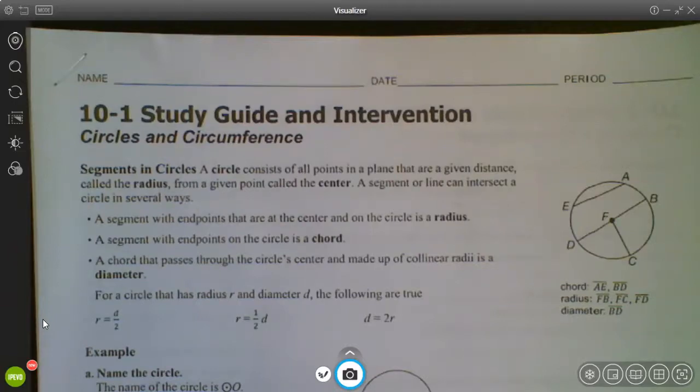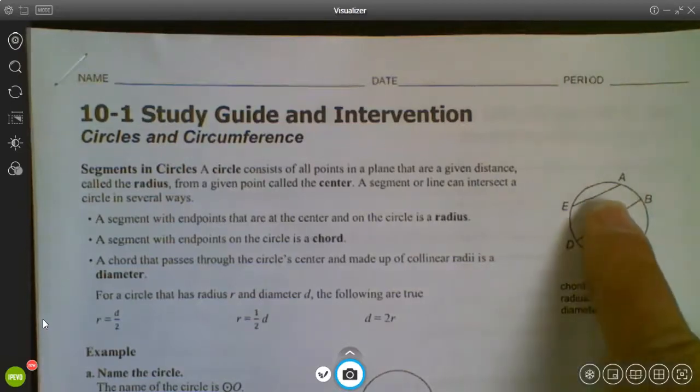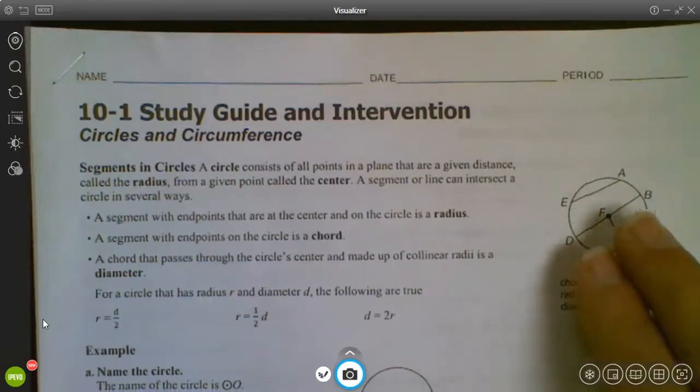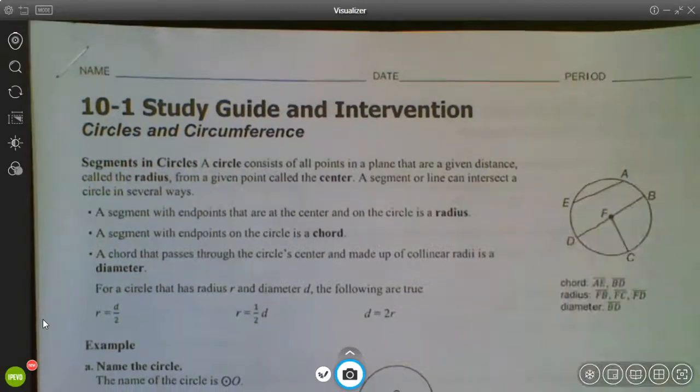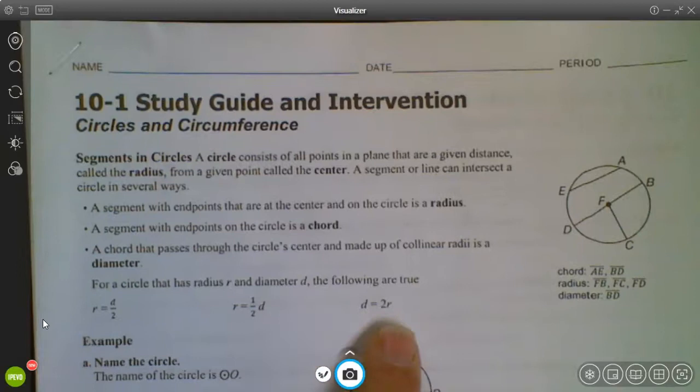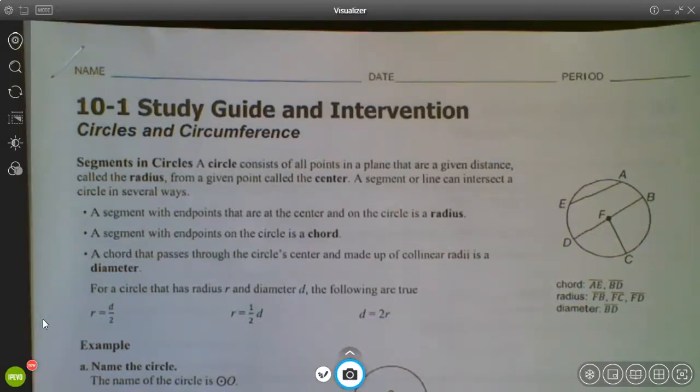That's very, very important because we need to recognize that a line like this is not a diameter, because it doesn't pass through the center of the circle. We do know that the diameter is two radii put together. FD and FB are both radii, so if we put those together, they form the diameter, which means the diameter is always twice the size of the radius. They're giving you some of those relationships right here. There are a few different ways you could write it, but all three of those mean the same thing. I think this is the easiest one: the diameter is always twice the size of the radius.